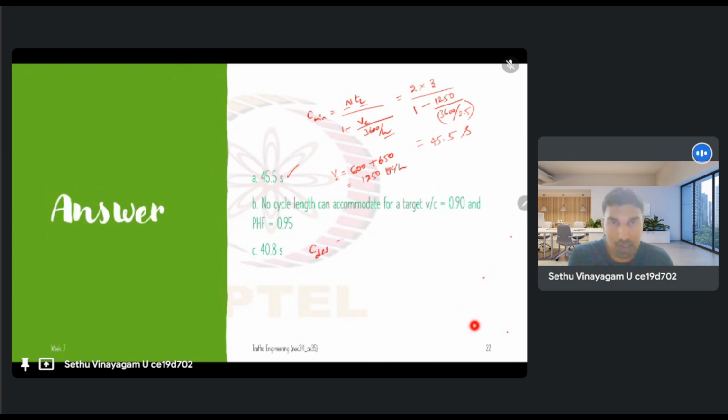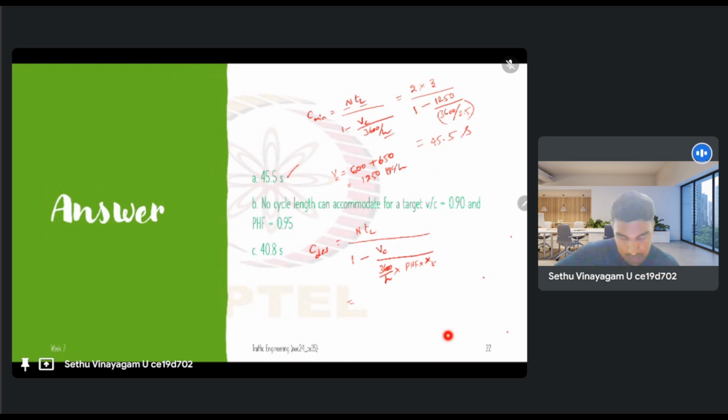So the C desired is given by, so the numerator is the same. It is the total loss time for the whole cycle divided by 1 minus VC by, so this part is also the same. We consider the VC as well as the saturation flow rate, but we also take into account the PHF and also the target V by C ratio, right? So I'm calling it XT, like in the previous questions that we have done. Okay, so again we have everything that we need, right?